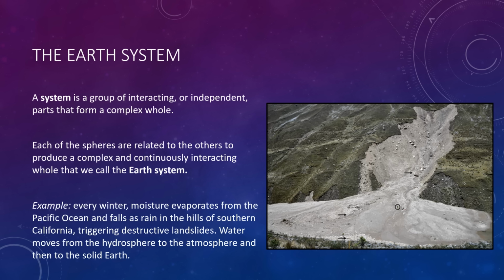the Earth system. A simple example of the interactions among different parts of the Earth system occurs every winter as moisture evaporates from the Pacific Ocean and subsequently falls as rain in the hills of Southern California, which can trigger destructive landslides. The processes that move water from the hydrosphere to the atmosphere and then to the solid Earth have a profound impact on the plants and animals, including humans, that inhabit the affected regions.